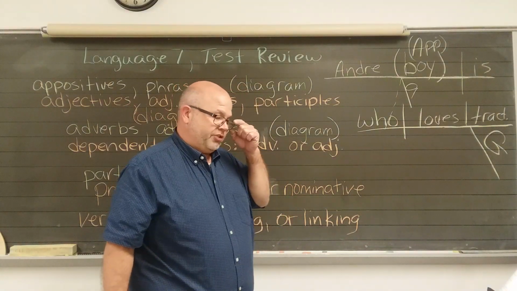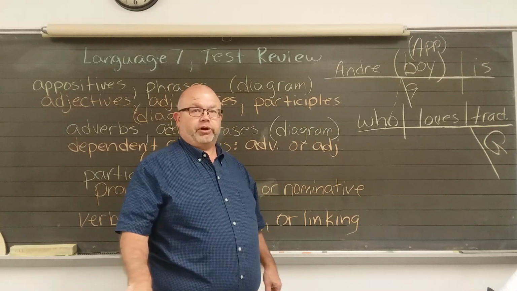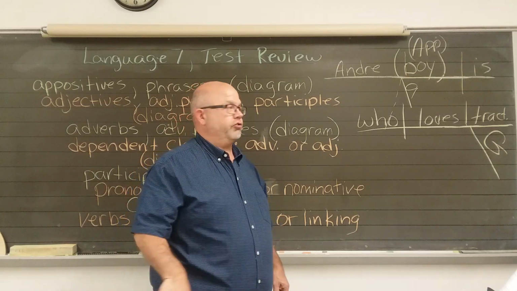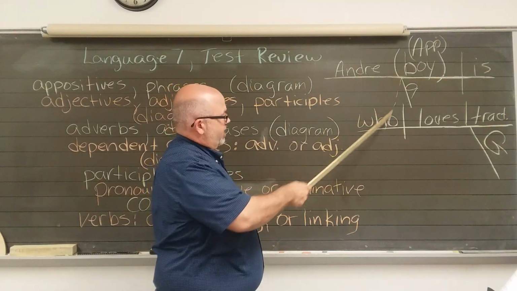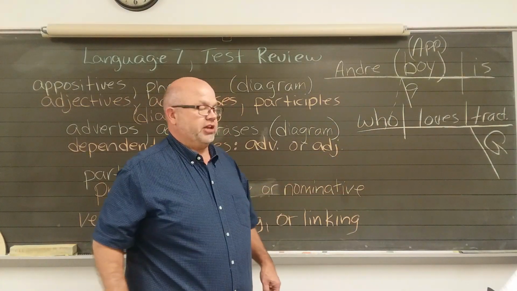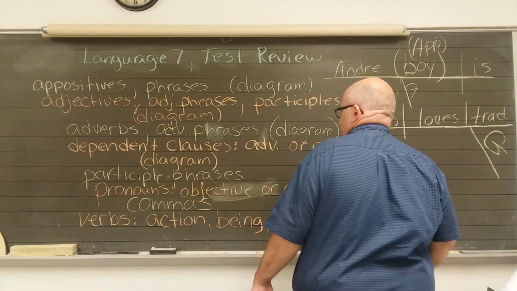With adverb clauses, it's from the verb to the verb. And the subordinating conjunction goes on the dotted line. Okay? On adjective clauses, nothing is on the dotted line. The dotted line is for conjunctions. Subordinating conjunctions go on the dotted line. All right.